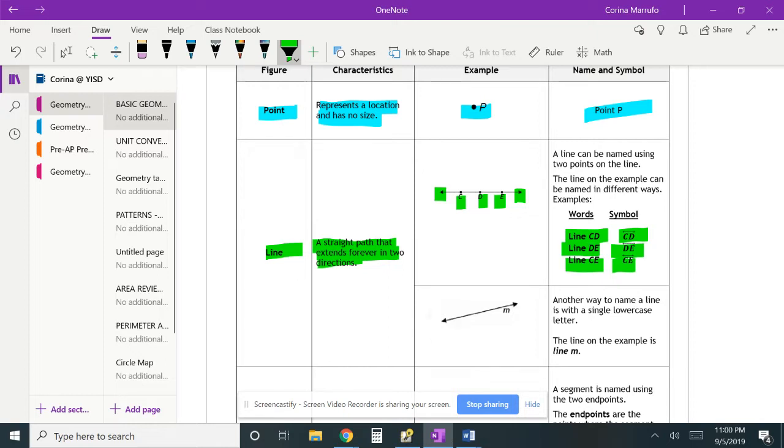Now, sometimes you can name a line with a lowercase letter. So it says another way to name the line is with a single lowercase letter. The line in the example is line M.